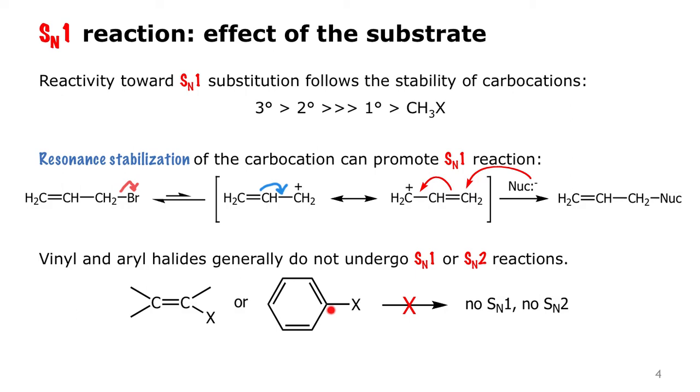They're also very unstable. And in addition, both of these substrates are somewhat hindered to the backside attack, particularly the phenyl one. The nucleophile would in effect have to be in the ring in order to interact with the sigma star orbital. And so we find that neither of these types of substrates undergo either type of substitution reaction that we've been talking about.